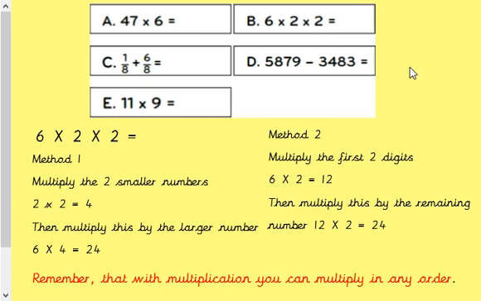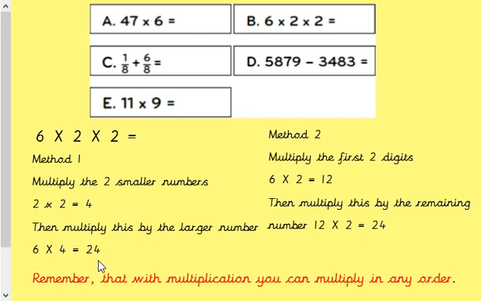Okay, first question this morning, 6 times 2 times 2. So I'm going to give you a couple of methods. This is really a straightforward mental strategy question. The first method then, I would say multiply the 2 smaller numbers together. Nice and easy, you've got 2 and 2 there. I would be thinking that that's nice and easy for you to double. So 2 times 2 is 4. Then you multiply this by the larger number that's remaining. Okay, so 2 times 2 is 4. Then we would multiply that by 6.